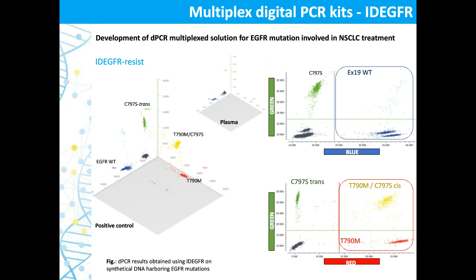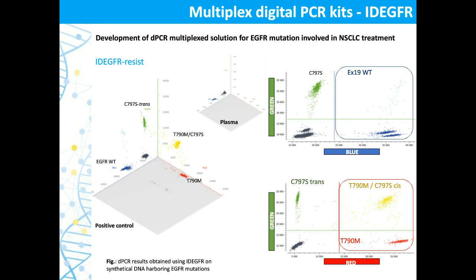So in the first 2D dot plot, you can see that you have the exon 19 wild type, which is only blue. All the C797S population, which are only green. And if you look at the second dot plot, you can see that you can discriminate the 2 populations of the C797S, one which is only green and the other one which is green and red, so the yellow population, and you have the only T790M in red. So as the sensitive assay, really easy to analyze.